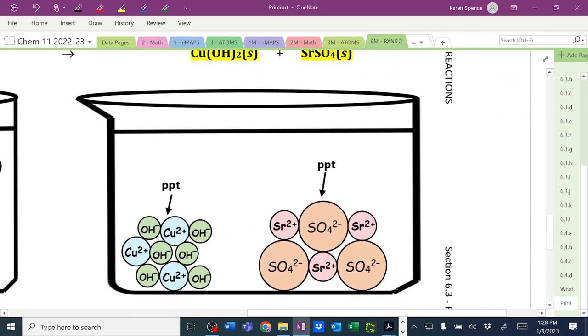But look at this. Are there any ions floating around anymore? No, everything is a solid. We have two precipitates.